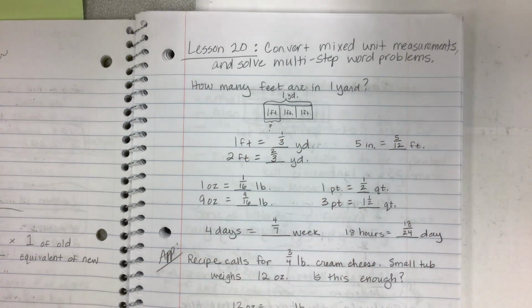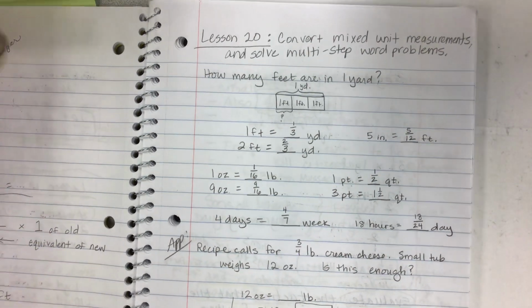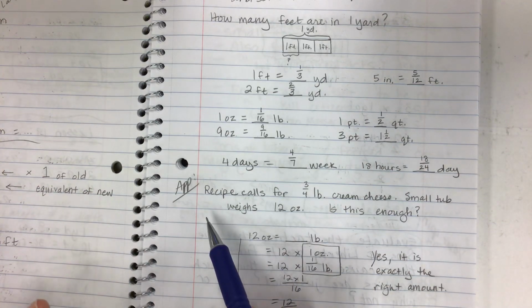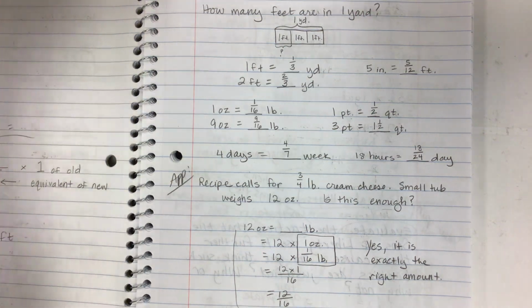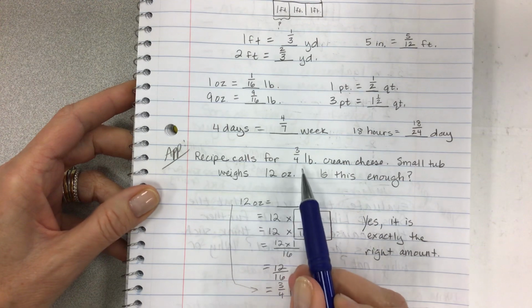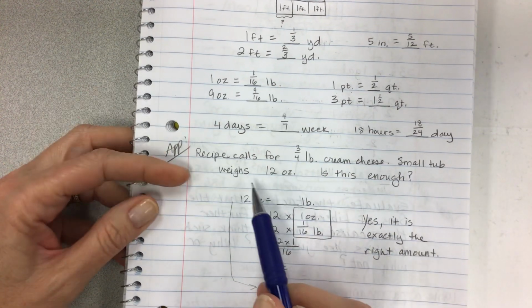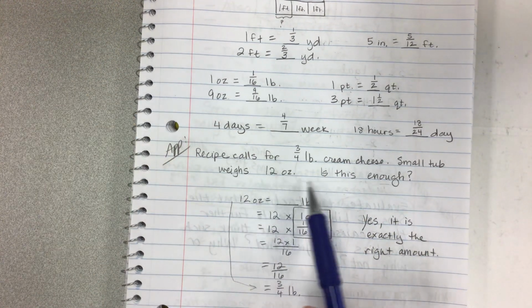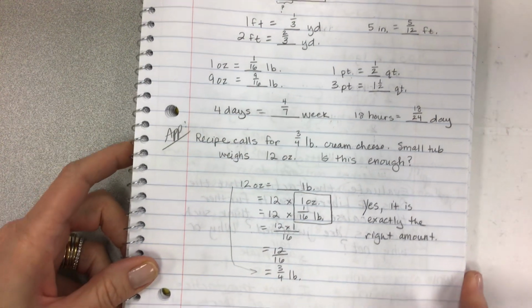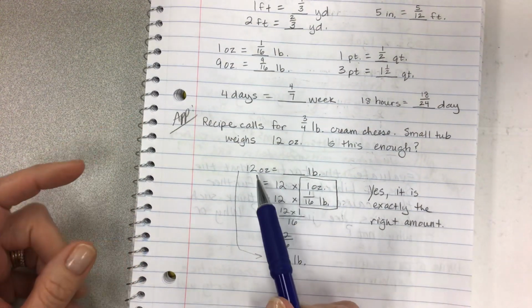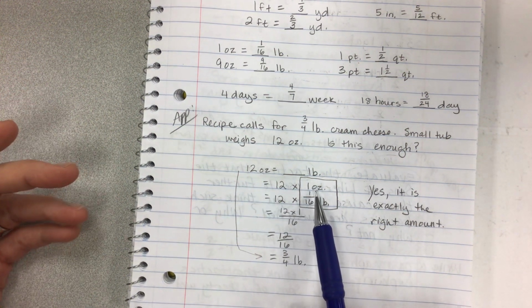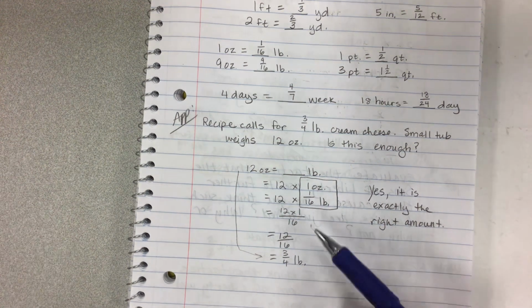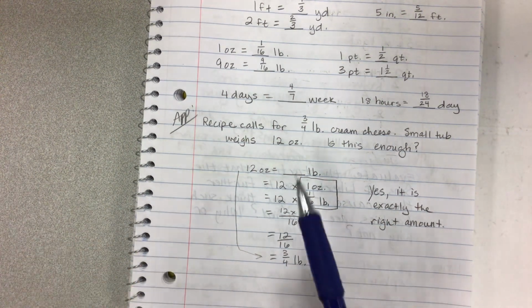Then when you get into the actual lesson, there's the application problem. The recipe calls for 3/4 pound of cream cheese. It's a small tub. It weighs 12 ounces. Is this enough? You can apply the formula: 12 ounces equals how many pounds? This is the times 1 of the old times the equivalent of the new.